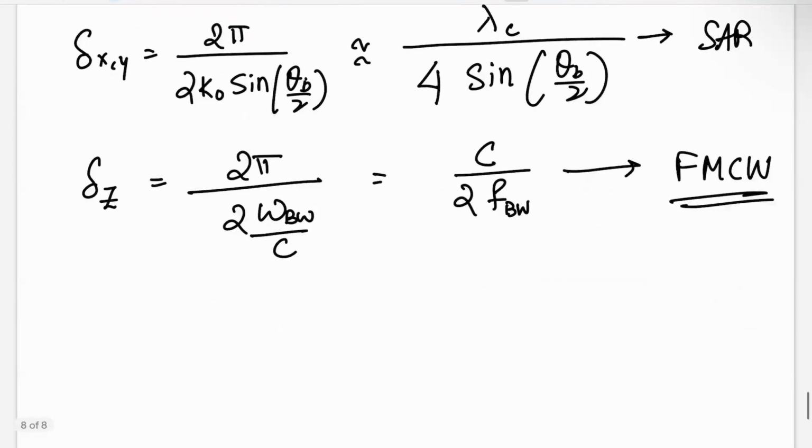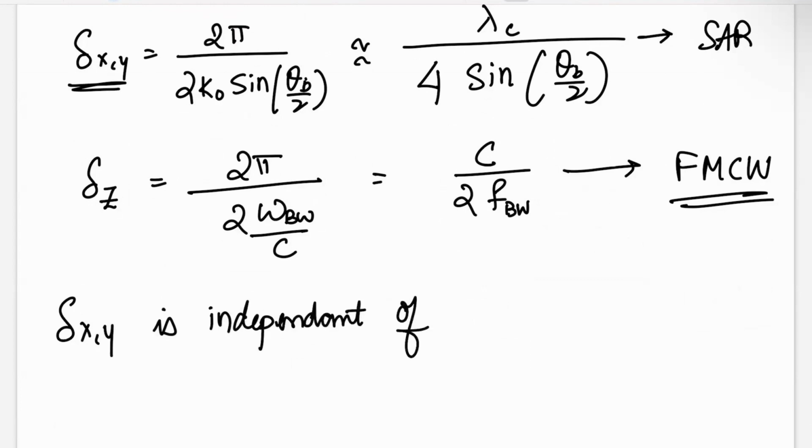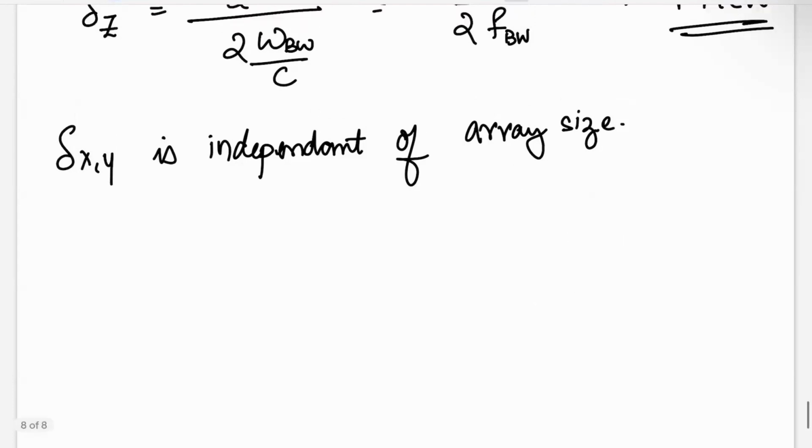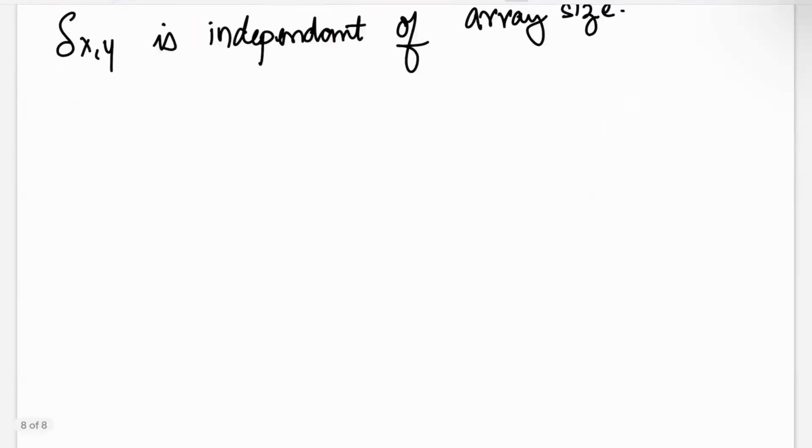Okay, almost coming to an end. The last thing I want to mention is that it's interesting to note that the resolution in X and Y is independent of the array size. So unlike a lens, where the resolution depends on the size of the lens, if I have a small lens, the resolution is much lower, whereas with a large lens, the resolution is higher. Why is it the case that it's independent of array size? That's an interesting thing to note.